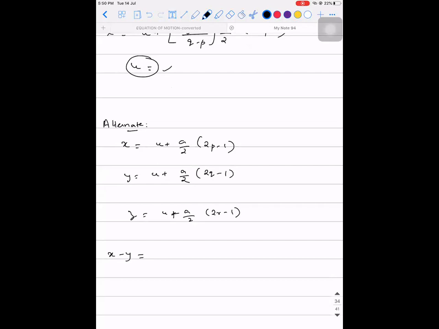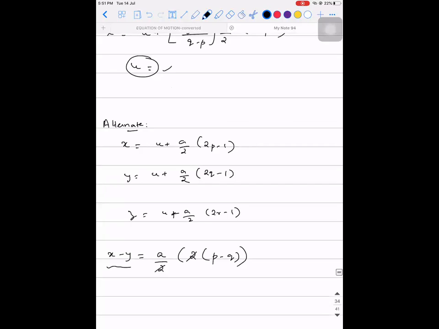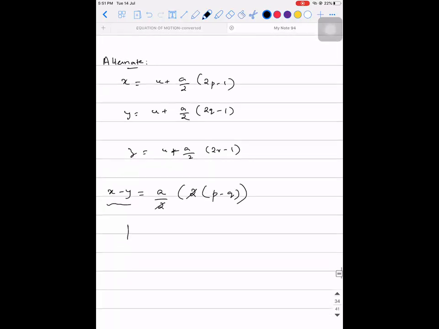So x minus y will be equal to a by 2 into 2 into p minus q. So this and this will get cancelled. I wrote it as x minus y because I saw p minus q somewhere. So p minus q will be equal to x minus y divided by a. I hope there is no doubt in this.